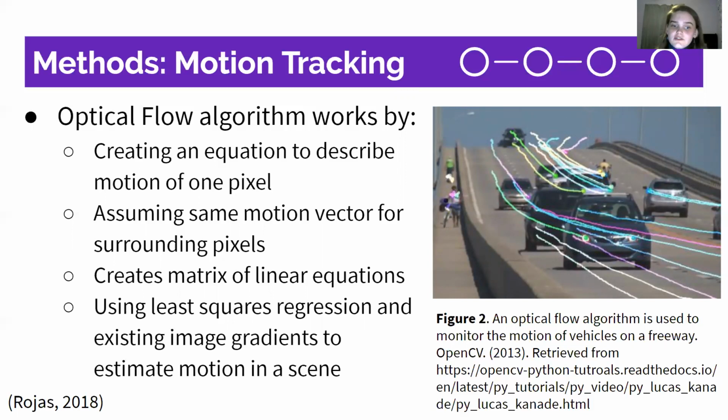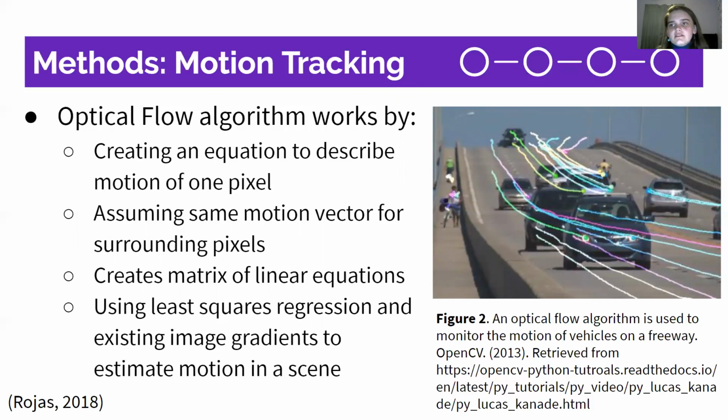This creates a matrix of linear equations, so you now have several more. For example, if you were to make a 3x3 grid around the point you're trying to track, you now have 9 separate equations that you can solve for this. These still have some unknowns, so what this does is use least squares regression and its knowledge of existing image gradients in order to estimate the motion in the scene.